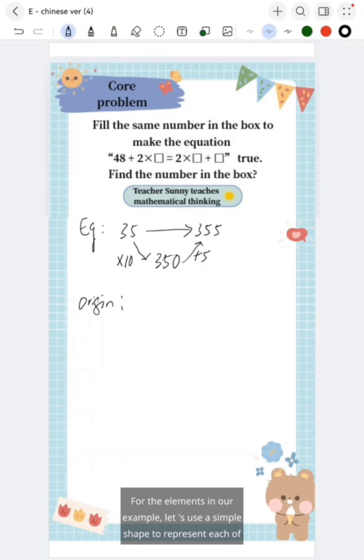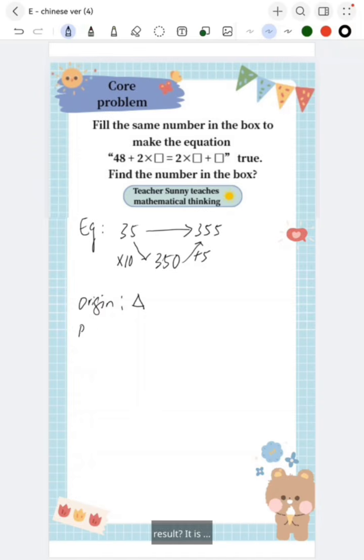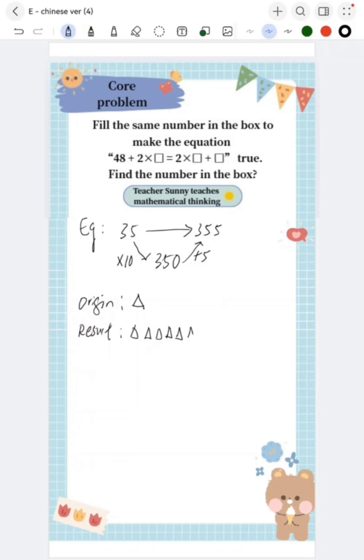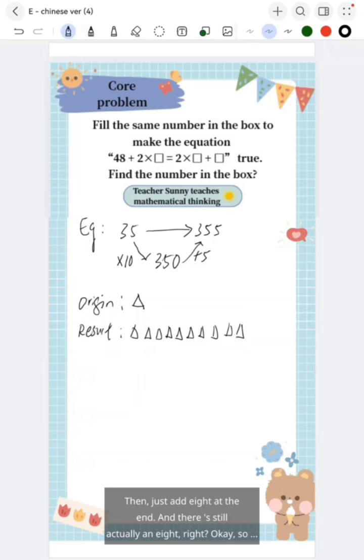For the elements in our example, let's use a simple shape to represent each of them. Specifically, a triangle will stand for one individual element. So, what about the result? It is, if you add 8 to the end after multiplying by 10, that's just 10 times plus 8. So we use 10 triangles to represent this. Then just add 8 at the end. And there's still actually an 8, right?